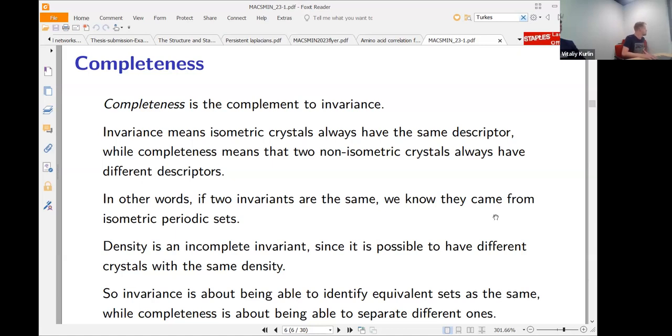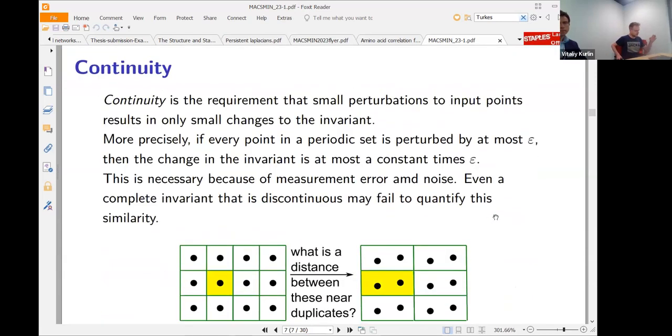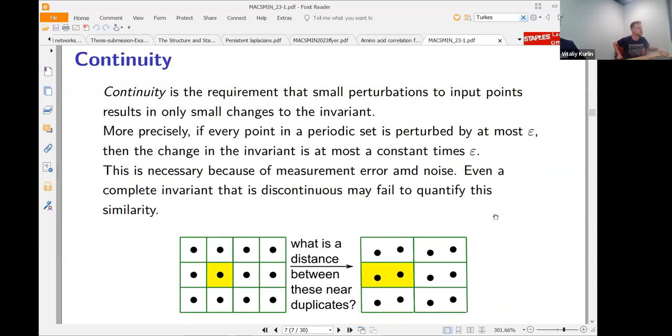And then continuity, right. Isometry invariance and completeness is nice, but isn't the full story, because those two things together make a kind of fingerprint or a DNA code, where your invariant exactly describes your crystal. But it might be the case that two very, very similar things, like this example we saw earlier, end up having very different fingerprints, even though they're uniquely identified. They're too far apart. And we want some sort of notion that captures the fact that atoms can move and wiggle about and stuff like that.